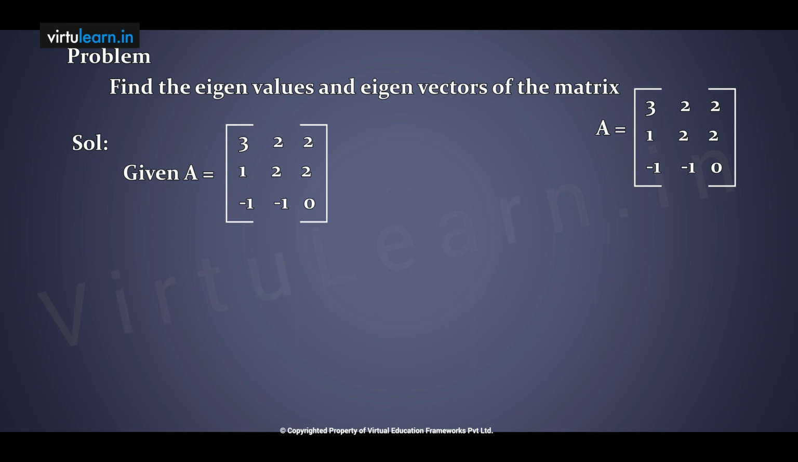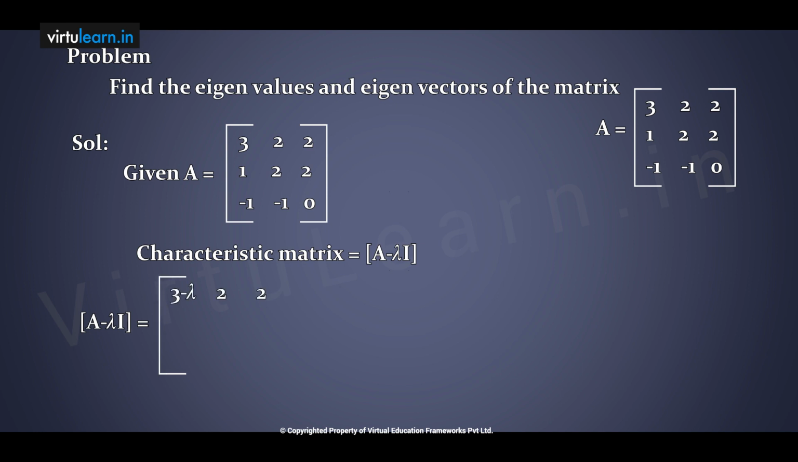First step of the matrix problem: the characteristic matrix A minus lambda I. I am writing directly here. Matrix A minus lambda I equals the matrix 3 minus lambda, 2, 2, 1, 2 minus lambda, 2, -1, -1, 0 minus lambda. You write separately the A matrix minus lambda into the identity matrix. After doing all those calculations, we are getting the characteristic matrix, this one, A minus lambda I.